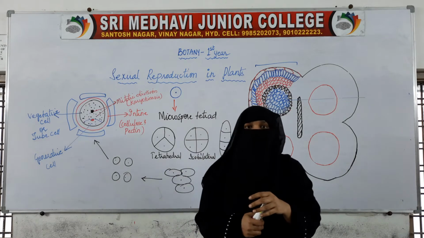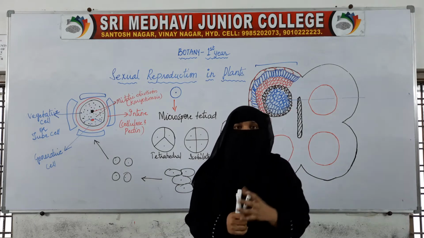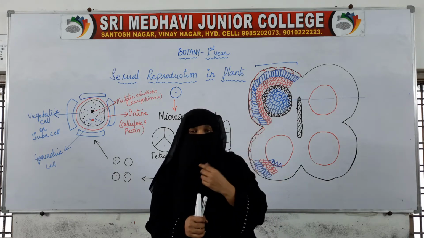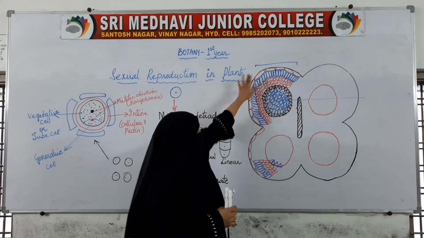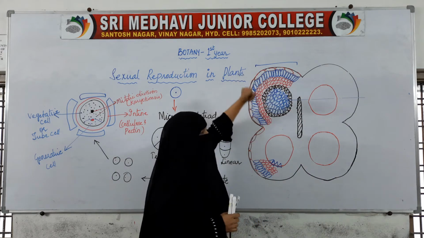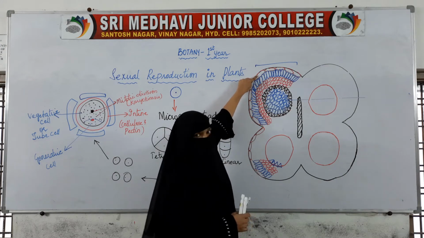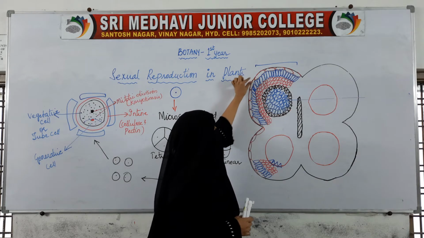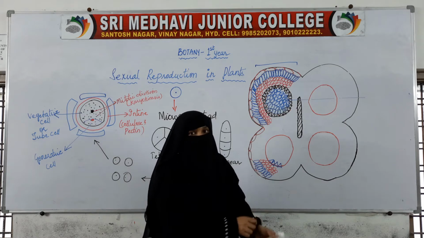Welcome everyone. In the previous class, we have seen the transverse section of anther. The anther wall consists of 4 layers. This is the bilobed anther, which consists of 4 layers. This is the first one, this is the second one. The first one is the epithelial cell layer, which is made up of a single layer of flat cells. The function of the epithelium is to give protection.